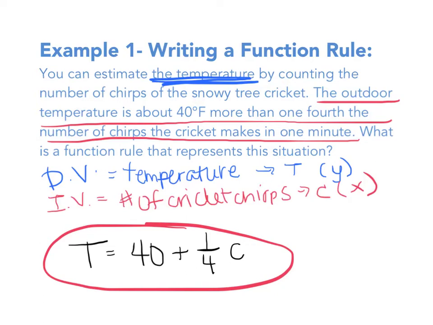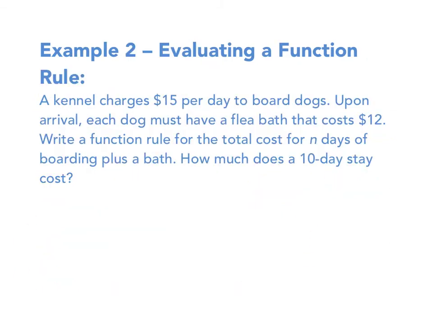Please write down any questions you have. Where did your variables come from? Why did you put the 1/4 with C? Why did you separate T? Again, the temperature is what we're looking for as we're measuring. 40 more, it says right here, 40 degrees Fahrenheit more than 1/4 the number of cricket chirps. That's where this came from. Please write down any questions that you have.